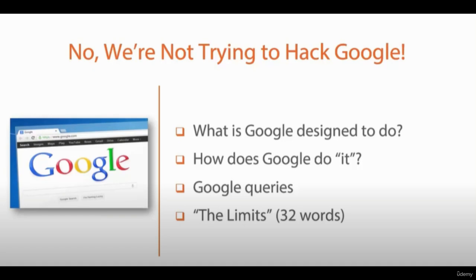So, in this video concept, we know about basic advanced Google search. What is Google designed to do? What does Google do? Google queries, the limits. 32 words. Google Advanced Search is a more detailed method of finding information on Google.